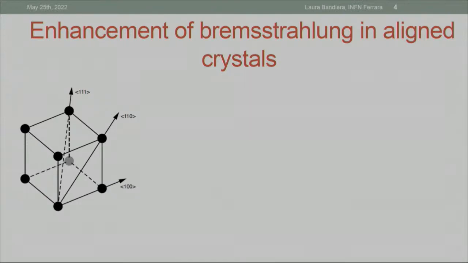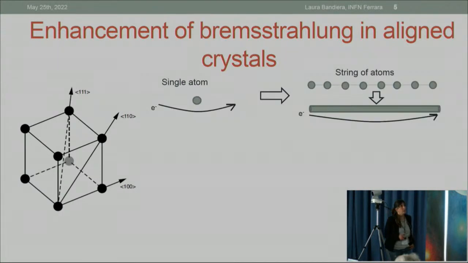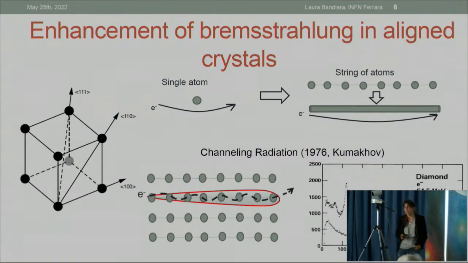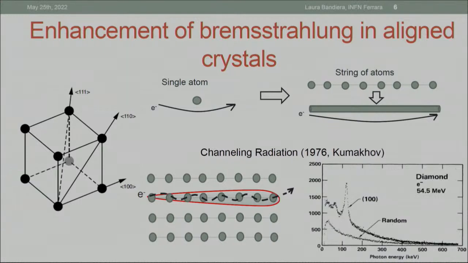So in a crystal lattice, you can always recognize some strong directions. What happens if an electron interacts, so the trajectory of an electron is aligned with some particular crystal axis, is that it suffers a series of correlated collisions with the atoms in the same row. So you can replace the electric field of single atoms with a continuous string. And the result is a modification of the dynamics of the electrons that can be, for instance, channeled around a crystal axis. But this modification of the dynamics also modifies the emission of bremsstrahlung radiation. This was discovered many years ago, for instance, for 50 MeV electrons. We can see here the standard bremsstrahlung spectrum, but when the electron trajectory is aligned with some particular direction in the diamond, we see an enhancement of the radiation in the soft part of the spectrum.